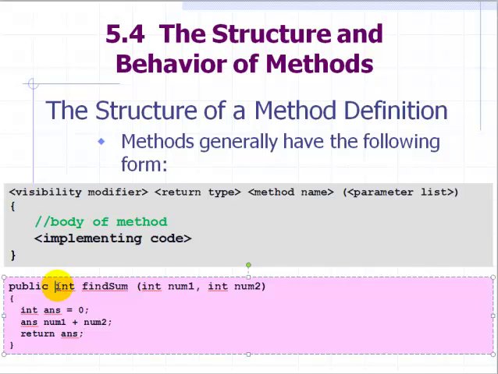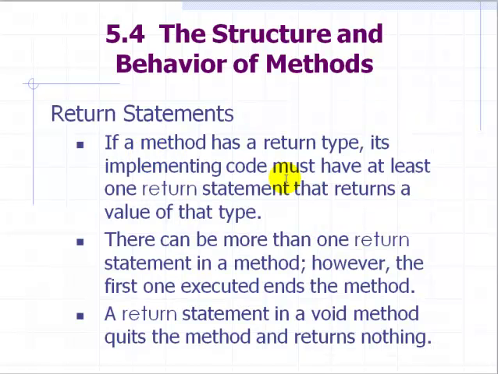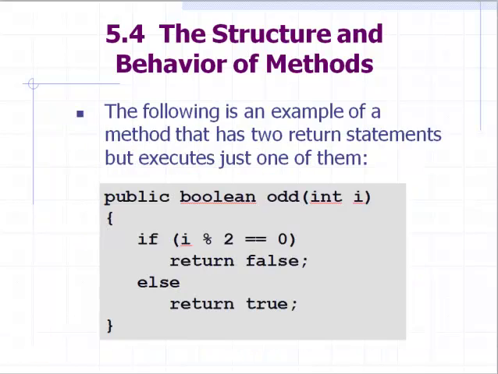Note that if a method returns an integer, you must have a statement that returns an integer. That makes sense, right? If a method has a return type, you must have at least one return statement, but there can be more than one return statement. If there's more than one, like the next example illustrates, the first one executed ends the method. You shoot out of the method. A return statement in a void method quits the method and returns nothing.